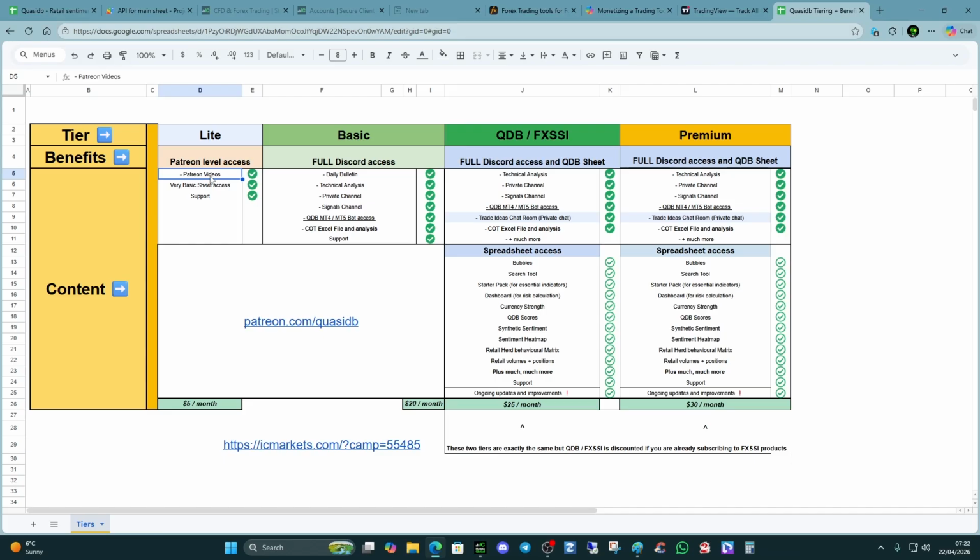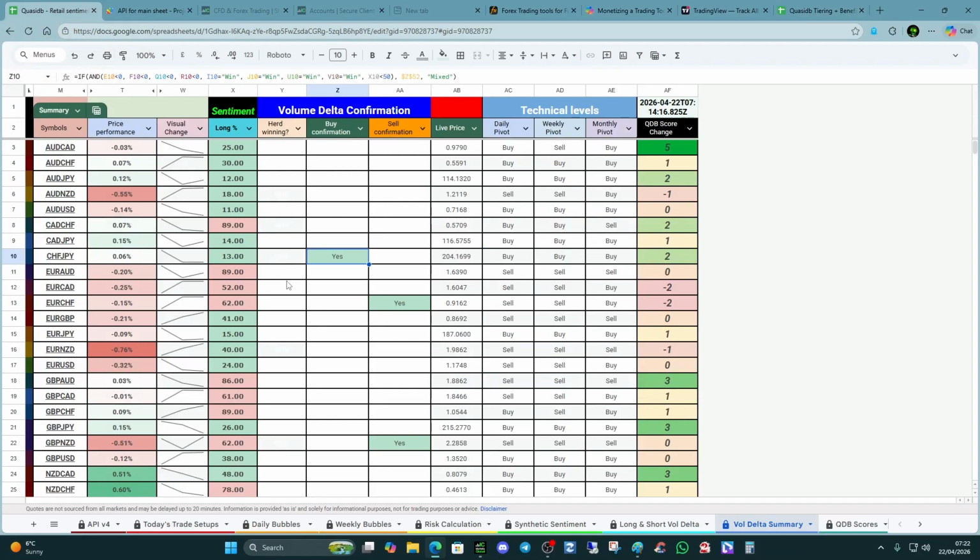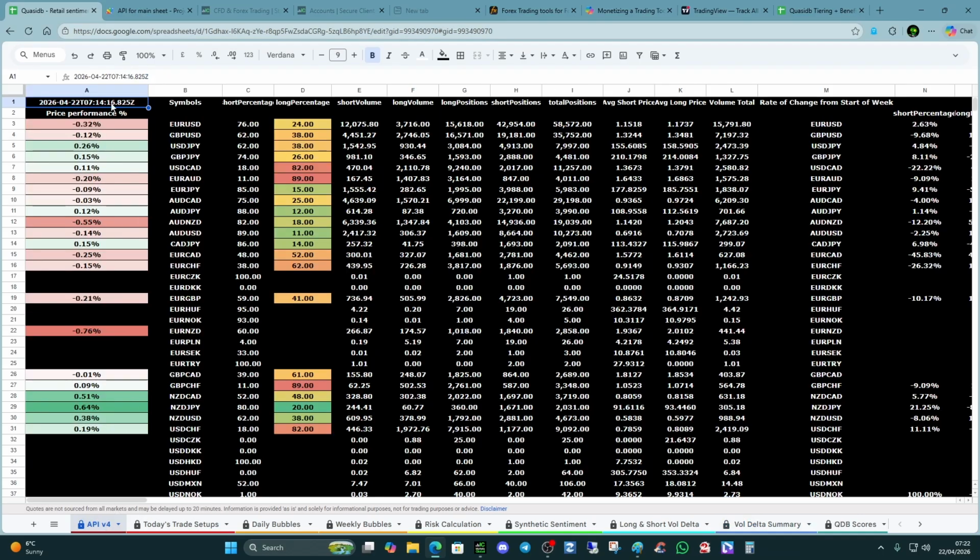So let's talk about the sheet. The thing is, I don't want to make it a massively long video because the sheet is massive, but we'll just quickly cover what I would do. So for me, when I launch the sheet, I will check whether or not the API is loaded. So 714, 722, we've got recent data. That's a check. I would then probably check your trade setups.